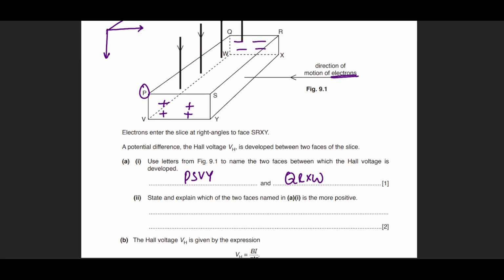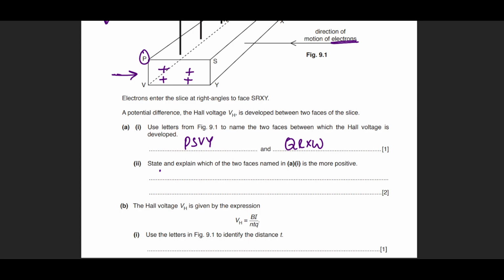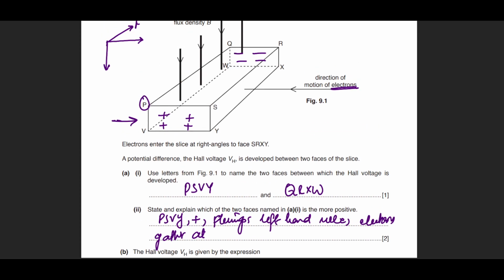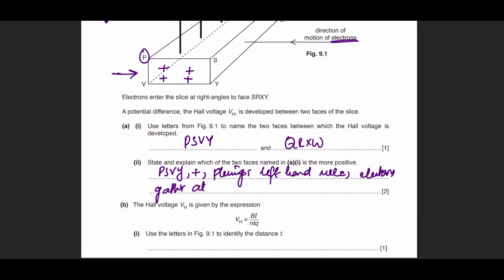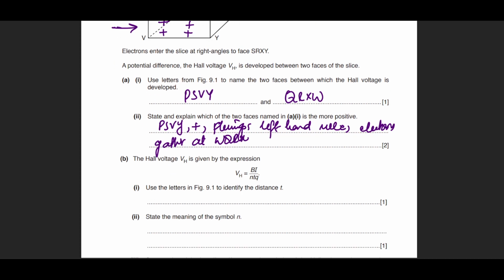We use Fleming's left hand rule. We realize that PSVY is more positive. So PSVY is more positive. Why? Because we use Fleming's left hand rule, and electrons gather at the opposite phase. Name that phase: WQRX. And if you can show that on the diagram as well, that would be nice.